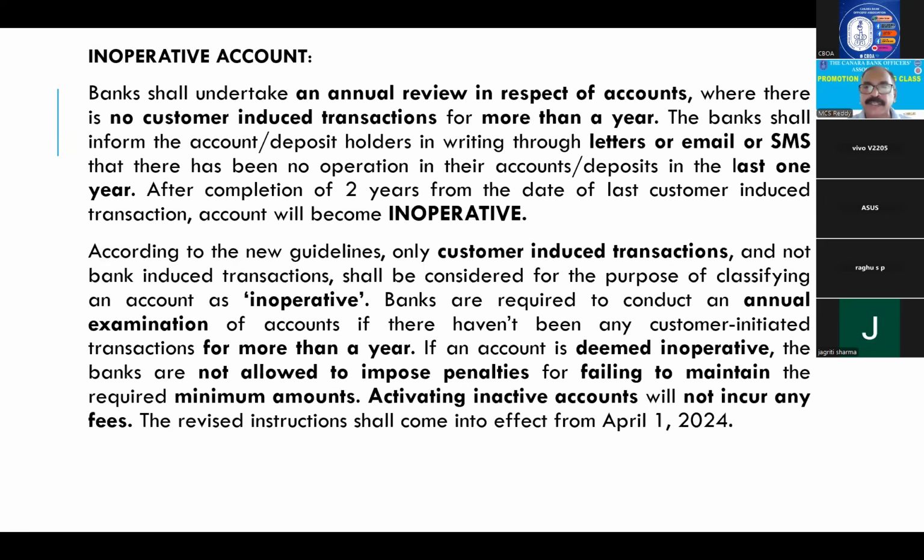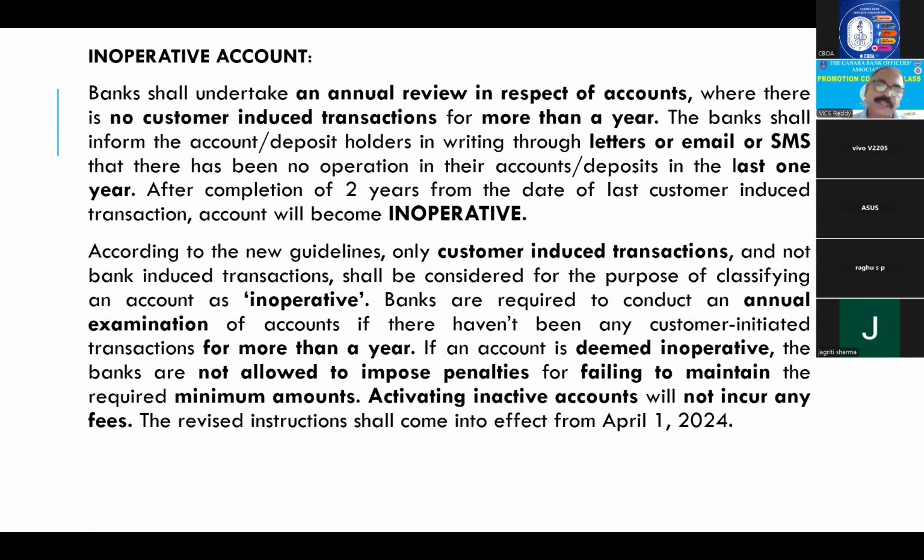If anything is there, then from that date onwards, you count to 2 years. That is one point. Second point is where there are no operations for 1 year, banks have to review, and if there is no operation for 1 year, you send them letter or email or SMS, ask them why they are not operating. Right? If you are satisfied, another 1 year, it will continue. Even if you are not satisfied also, it will continue for 1 year.